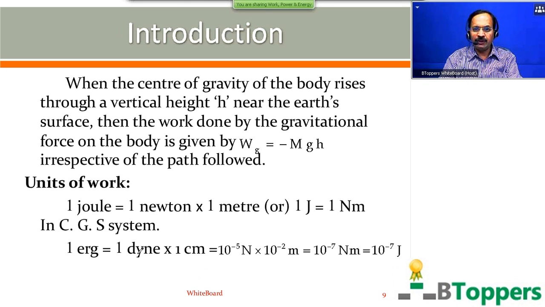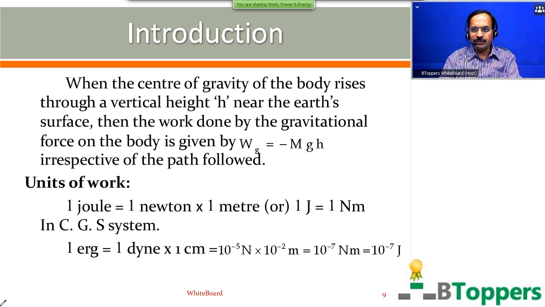You must be familiar with the conversion: 1 dyne you can write as 10 power minus 5 Newton, and 1 centimeter equals 10 power minus 2 meter. So you get 10 power minus 7 Newton meter, and 1 Newton meter you can write as 1 joule. So that is 10 power minus 7 joules. That means you can write 1 erg is equal to 10 power minus 7 joules.